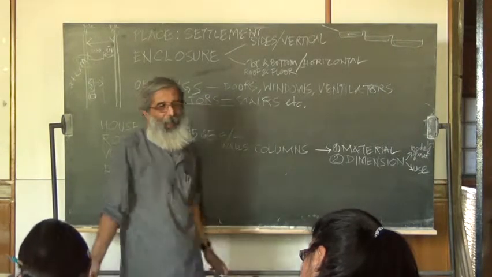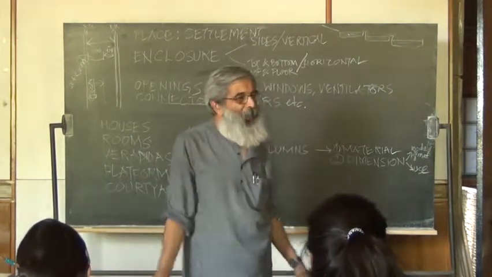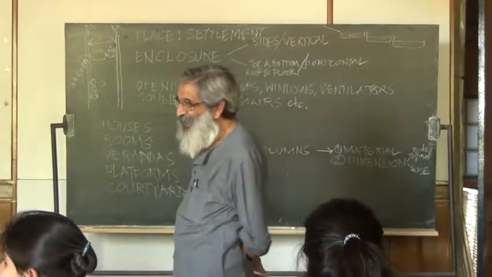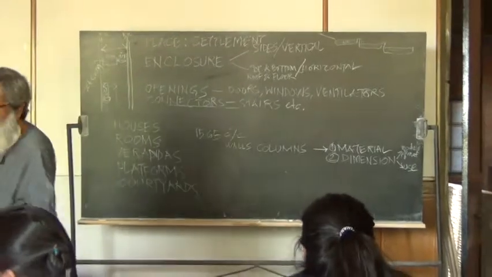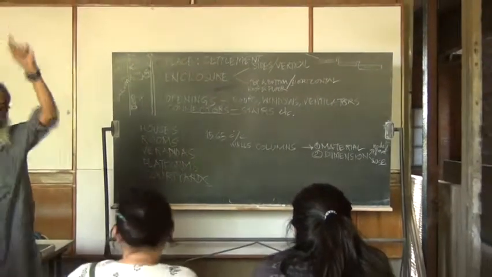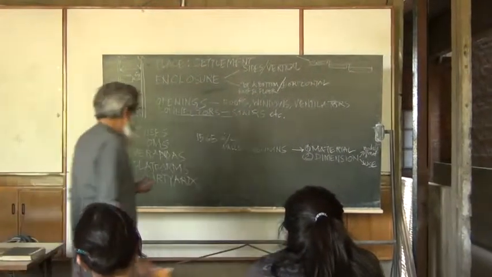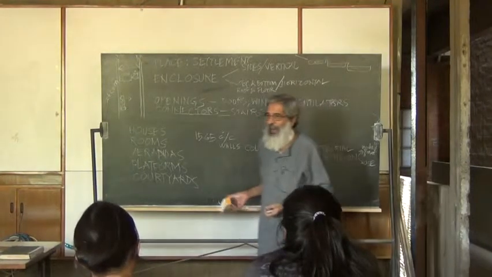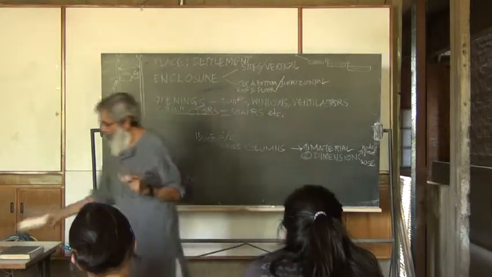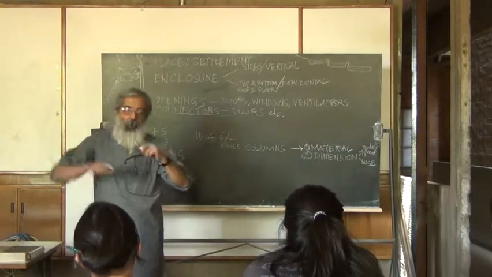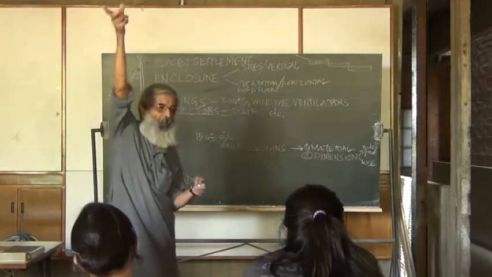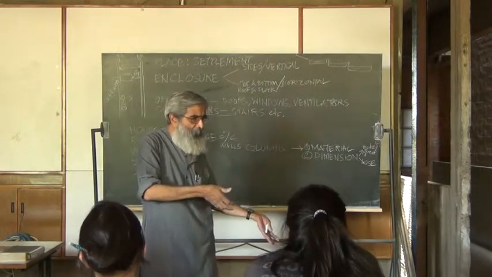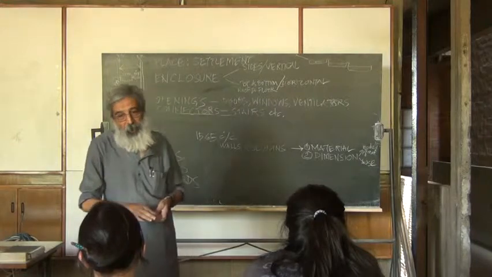Now that is in plan. What about section? Again, the material will give you certain multiples, but what else will give you a multiple? Steps. If you have steps of 150, then your dimensions will all be in terms of 150 multiples, which may not fit your dimensions of material. So does a step always have to be 150?